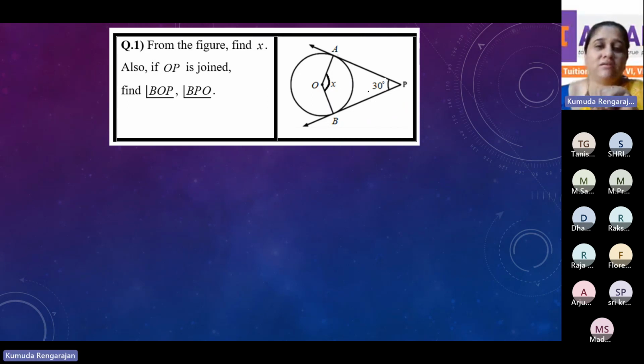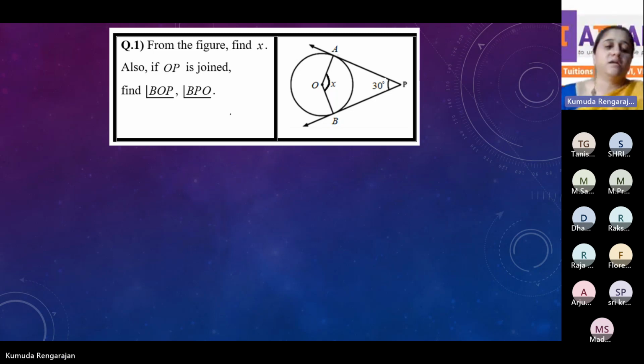What is a cyclic quadrilateral? All the four vertices of the quadrilateral must lie on the circle. But here only A and B lie on the circle, O and P are not on the circle. Then how is it a cyclic quadrilateral? Meaning you can draw a circle passing through the vertices A, O, B, and P. You can draw another circle which can pass through all these four points.